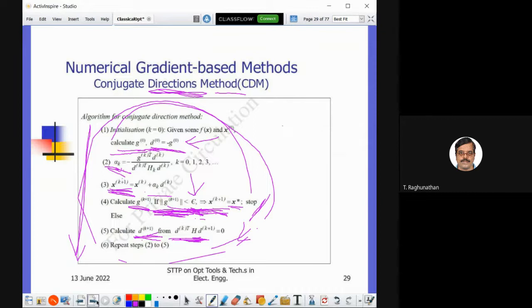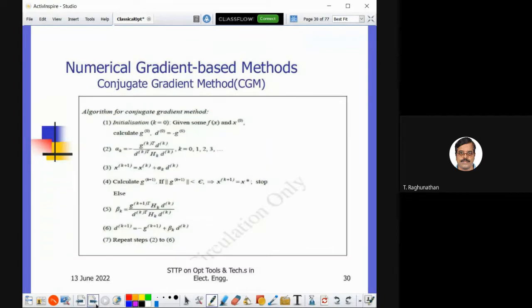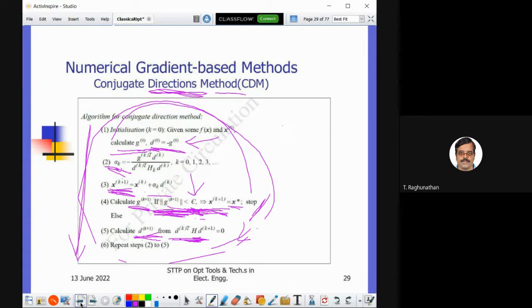So again, I can show you one demo in MATLAB, but let me take one more step, then show you the demo. Suppose you know one direction d of k. Calculating d of k plus 1 is not that easy because d of k transpose h d of k plus 1 is one equation, and d might have n number of components, like g. So how do you find all these n components? That's a bit of a problem.